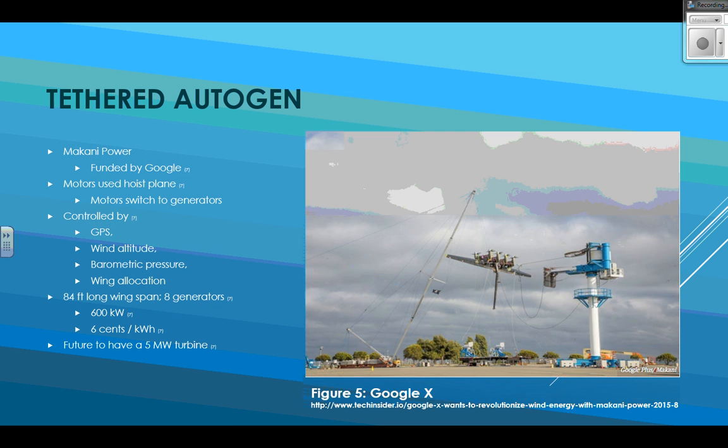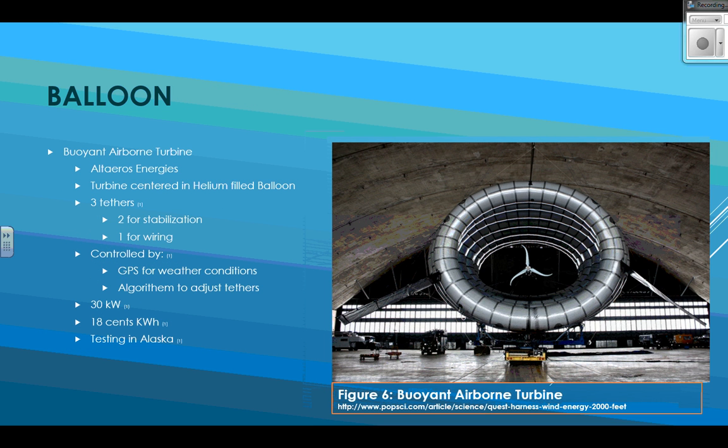Tethered autogens, you can see on the picture, looks like a plane. They can also look like drones. They normally have multiple generators on a turbine, but they fly at higher altitudes than any other high altitude wind turbine. They have issues with safety factors though. Balloon turbines are most likely the most safe turbine that can be put into high altitudes. It still uses a typical generator that you'd find on a tower turbine, and this will be the one that we talk about most in this presentation.